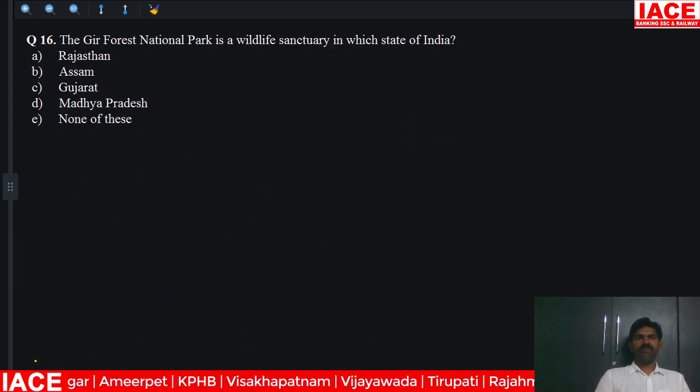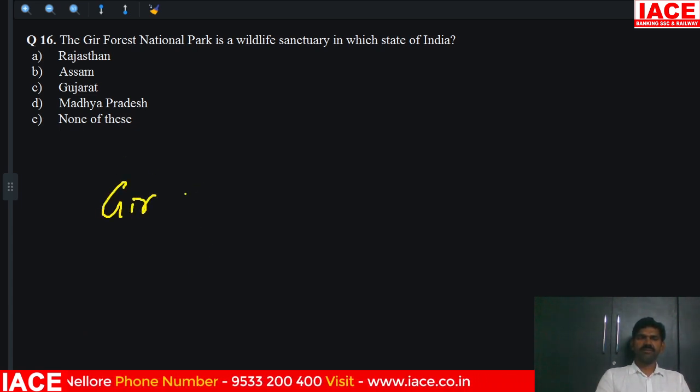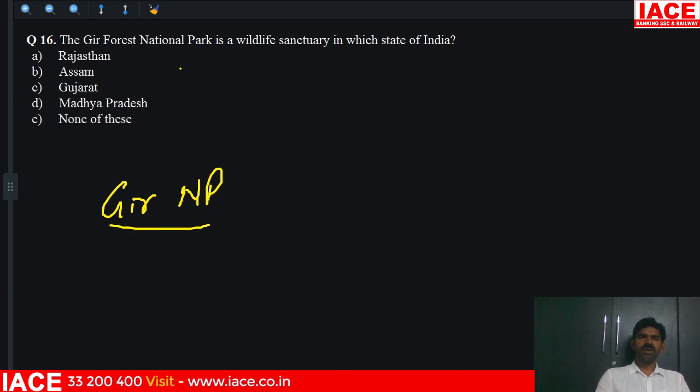Very important. The Gir Forest National Park is a wildlife sanctuary in which state? Very, very famous. Gir National Park. Okay, it is present in Gujarat. So, what is the code to remember that the national park is present in Gujarat?